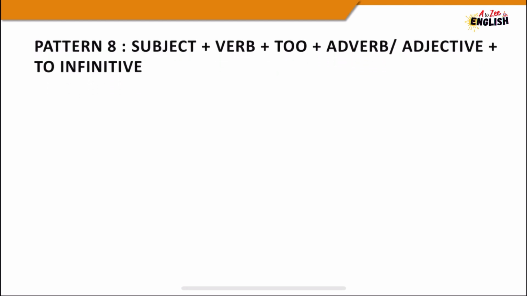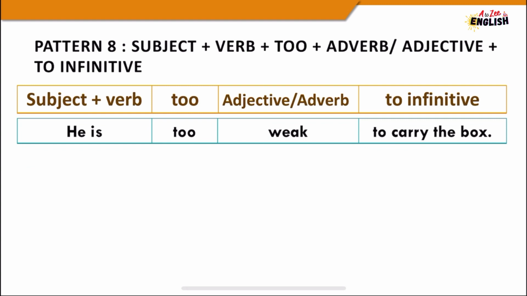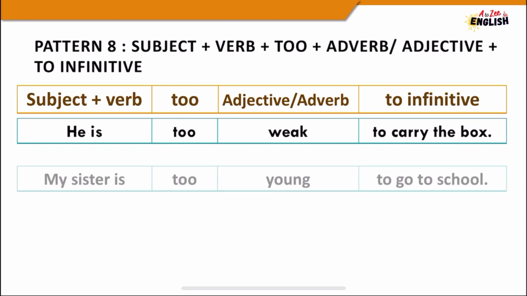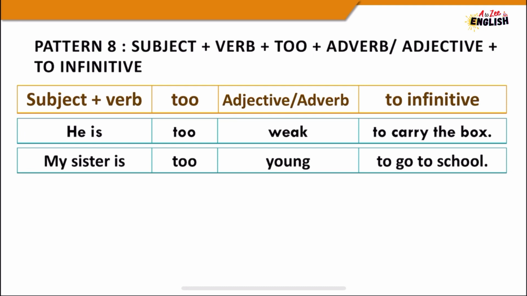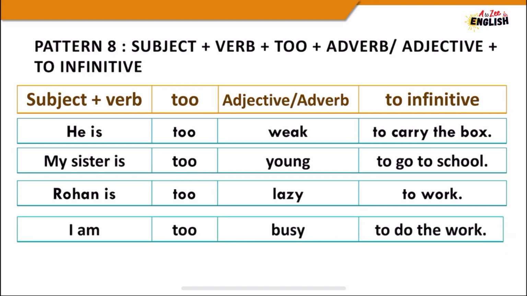The next pattern is subject plus verb plus too plus adverb or adjective plus to infinitive. He is too weak to carry the box. My sister is too young to go to school. Rohan is too lazy to work. I am too busy to do the work. These are some examples of this pattern.